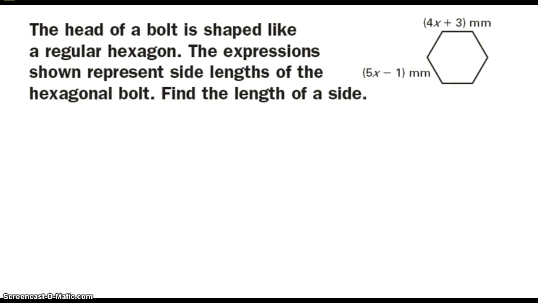Lastly, here's an example of a type of problem we could have if you know that a polygon is regular. The head of a bolt is shaped like a regular hexagon, so I tell you it's regular. The expressions are shown for the side length of the bolt. Find the length of the side. So if you know this polygon's regular, then all we need to do is set the 2 equations equal. 4x plus 3 equals 5x minus 1. Subtract the 4x, you get 1x. Add the 1, you get 4, so x is 4.